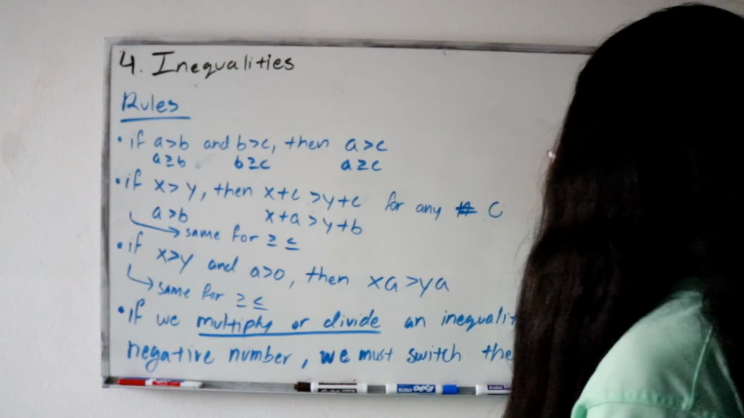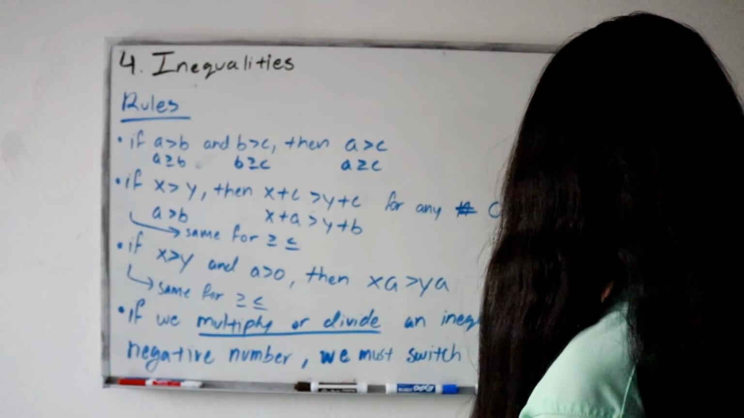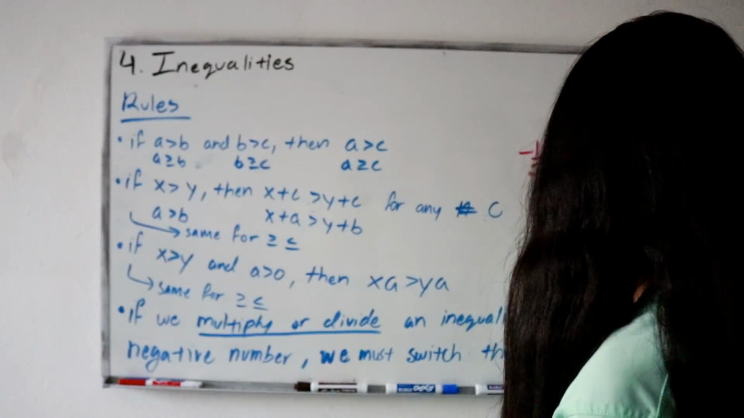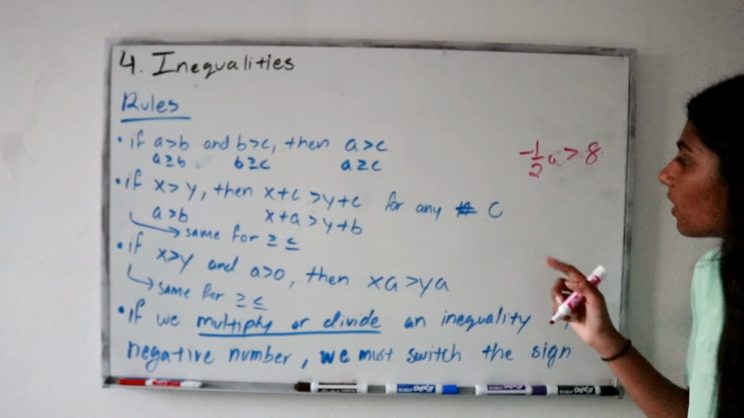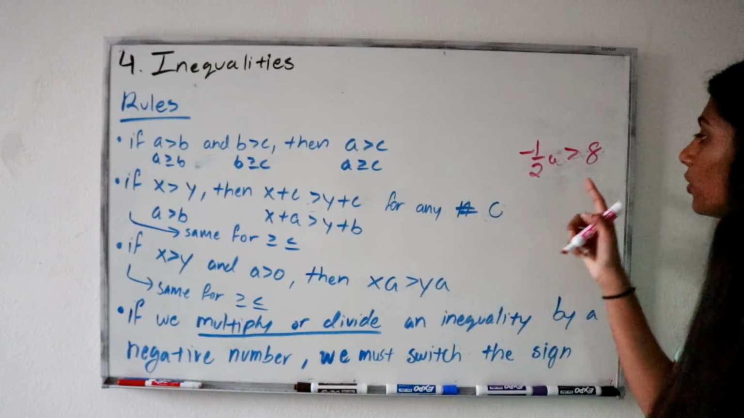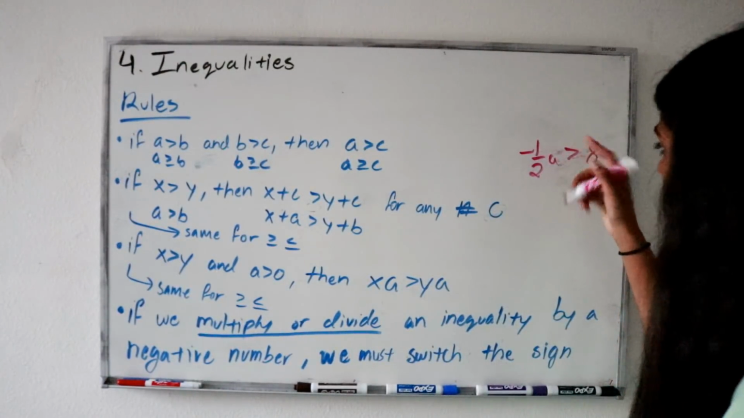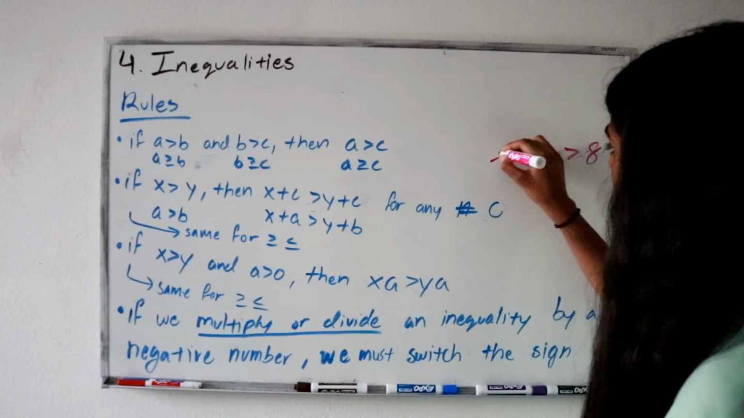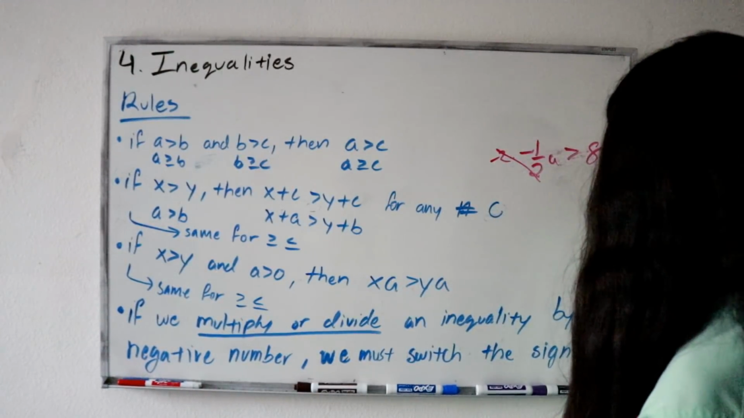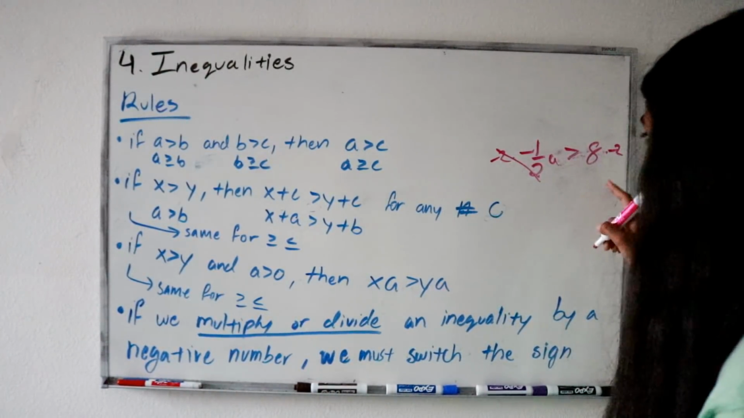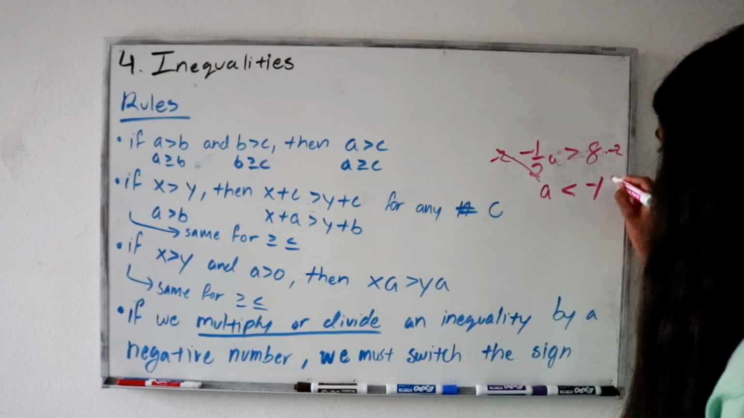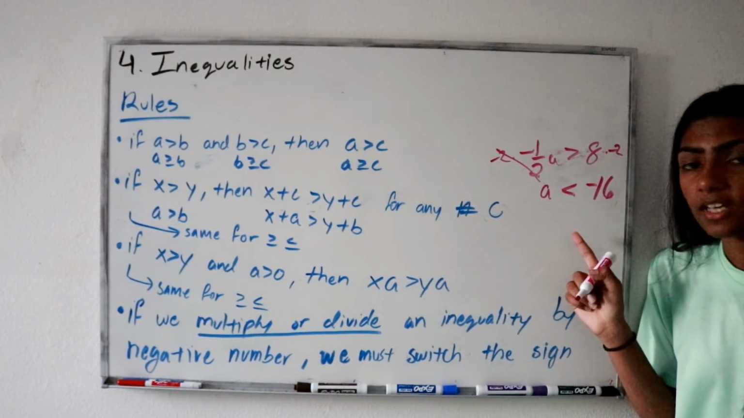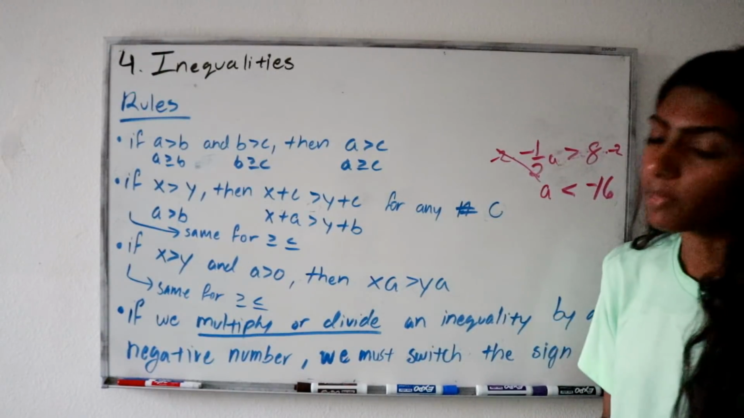For example, if you have negative 1/2 A is greater than negative 8, and you want to isolate the variable, you are going to multiply by negative 2 to cancel this out. But since we're multiplying by a negative number, we have to switch the sign. So A is less than 16. Make sure you switch the sign when you're multiplying or dividing by a negative number.